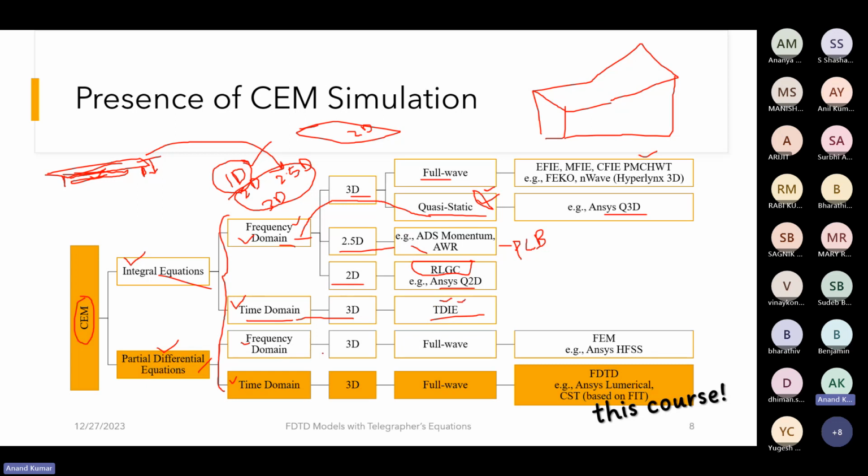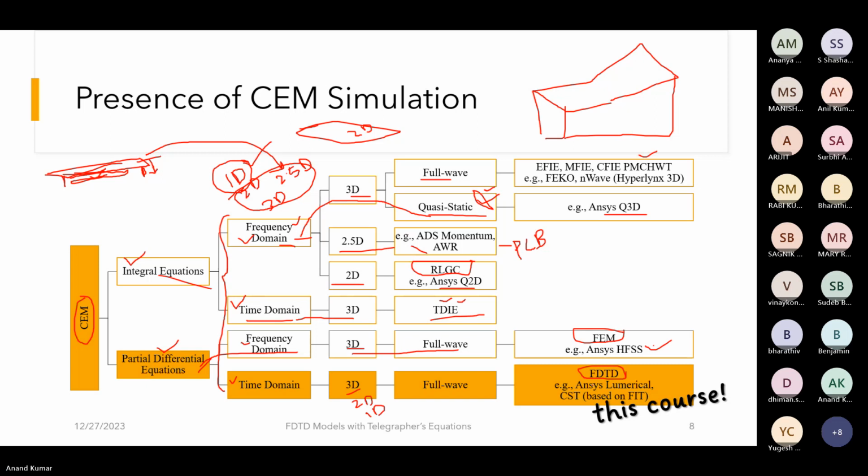And now FEM is a frequency domain partial differential equations 3D solver. So ANSYS HFSS is very popular among antenna engineers and others. This is a very popular solver, and this is based on the finite element method, which is a full wave solver in 3D. And in this course we will be discussing FDTD, which can be 3D, 2D, 1D, based on how you write the code.